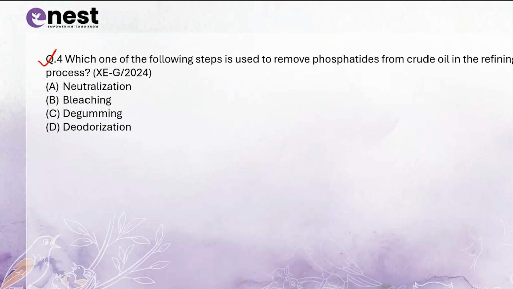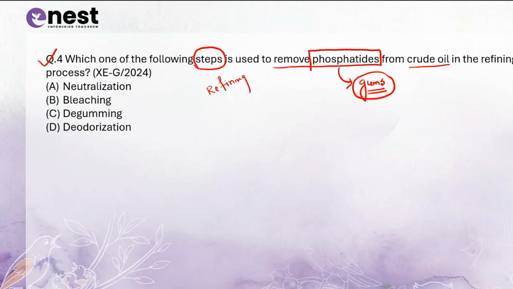So next, which one of the following steps is used to remove the phosphatides? Phosphatides basically come under gums, from crude oil. So these are all important steps in the refining of oil process. So option A is neutralization reaction. No.